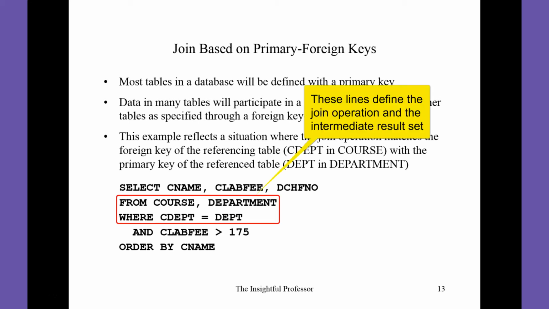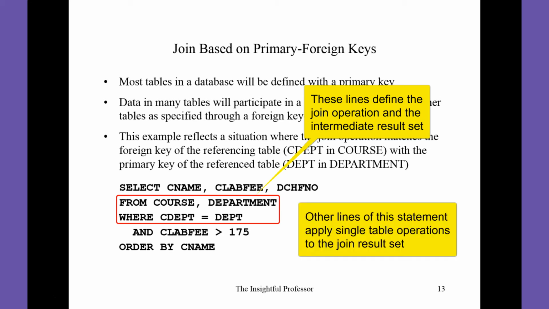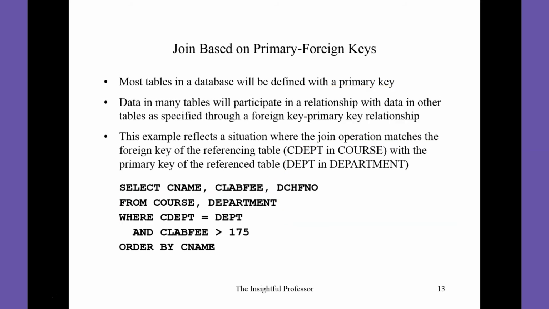Additionally, we've included a filter condition, and we've also included an order by. We're increasing the complexity of the query that we're presenting with the hope that you can see we're gradually expanding this, but all we're really doing is applying basic simple table operations that you should be quite comfortable with at this point. Justification for this particular join is a relationship that we might refer to as course is offered by department, or department sponsors course.